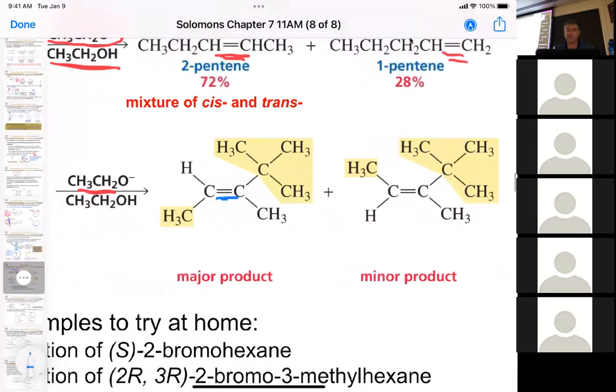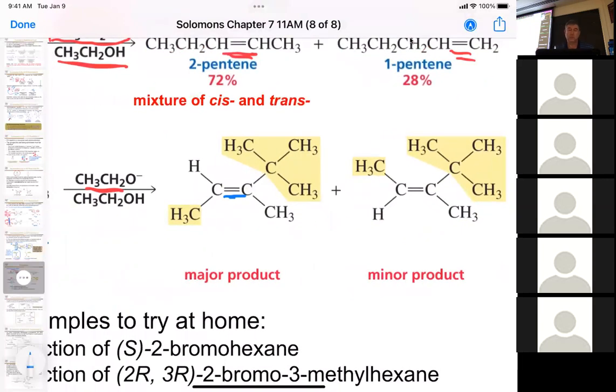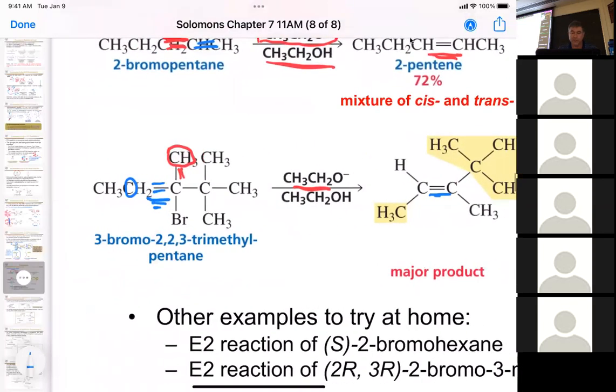Well, not only is it there, we also have to think about which side is which on here. So we want to make our double bond here. Now we have to figure out where the two groups are right here. So we have to draw our transition state to figure out our major product.